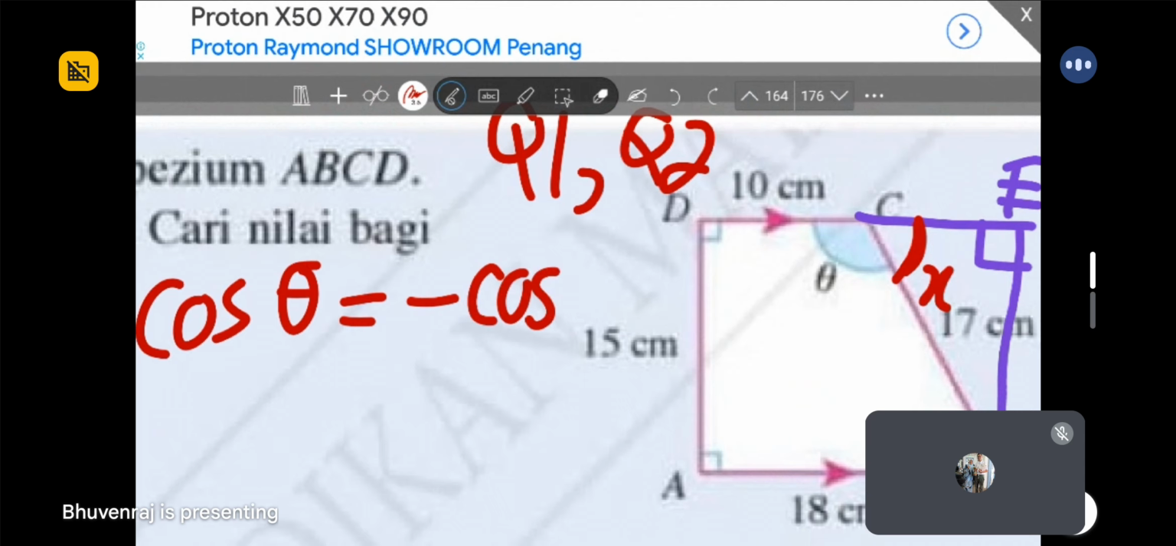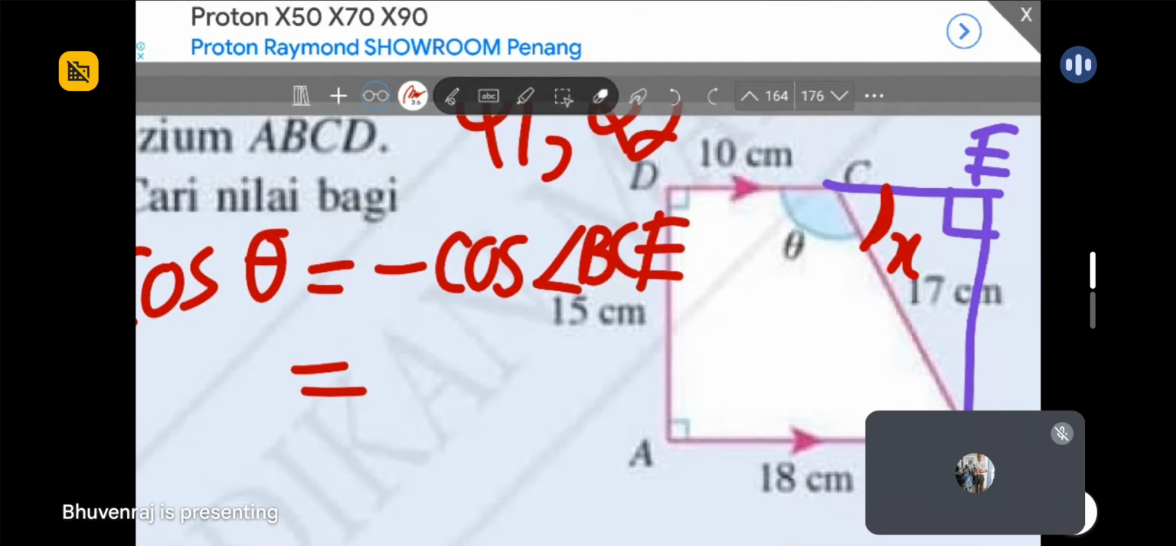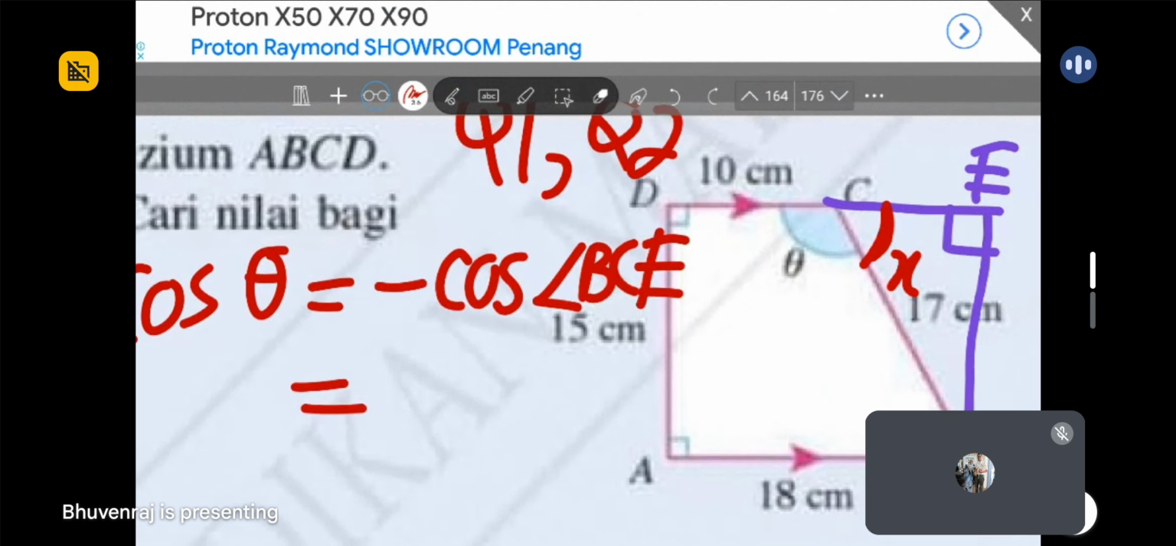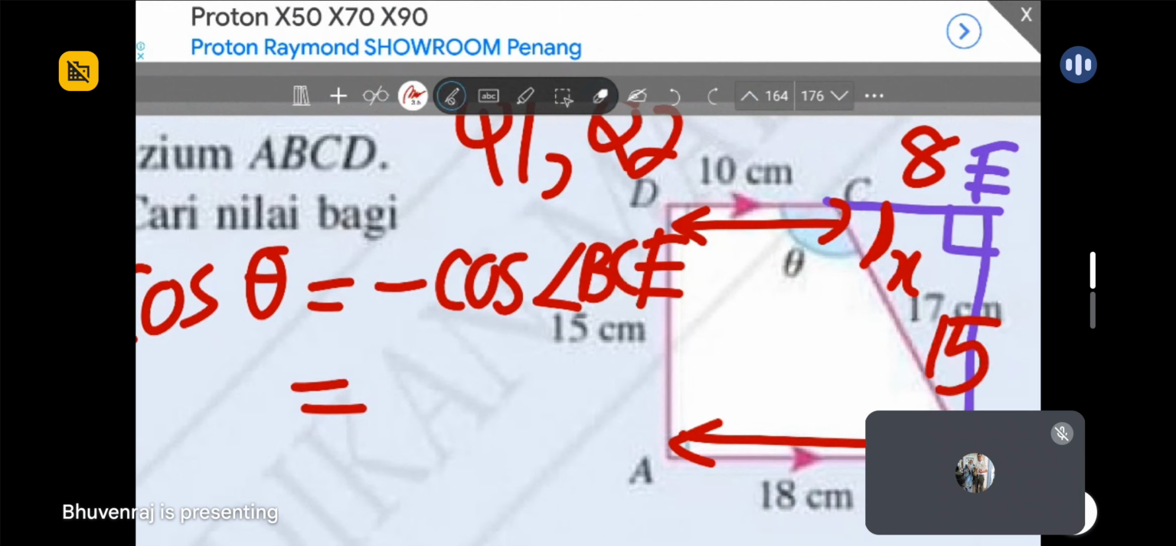Ataupun cos BCE also can. Okay, so now you can use your normal formula lah. So cos is equal to adjacent over hypotenuse. Bertentangan bahagi hypotenuse. Okay, so this is 18. This is 10. Means that remainder CE should be 8 lah. Okay, so 8, 17, EB, you can use Pythagoras theorem. So jawapan sepatutnya dapat 15 lah for EB.